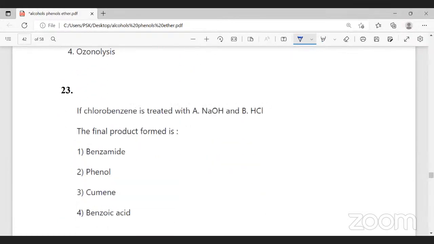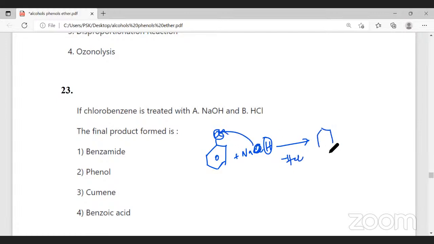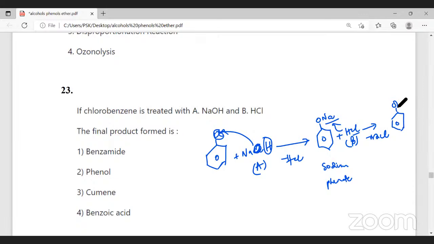If chlorobenzene is treated with A, NaOH, and B, HCl, the final product formed is? Chlorobenzene is C6H5Cl. When it is treated with NaOH, H and Cl get eliminated as HCl. In place of Cl, ONa goes. Therefore, we get a compound called sodium phenate. This is an intermediate compound. When we acidify this sodium phenate, treating it with HCl, which is B, Na and Cl get eliminated as NaCl. In place of Na, H goes. Therefore, the product we get is phenol. Hence, the answer for this question is option B, phenol.